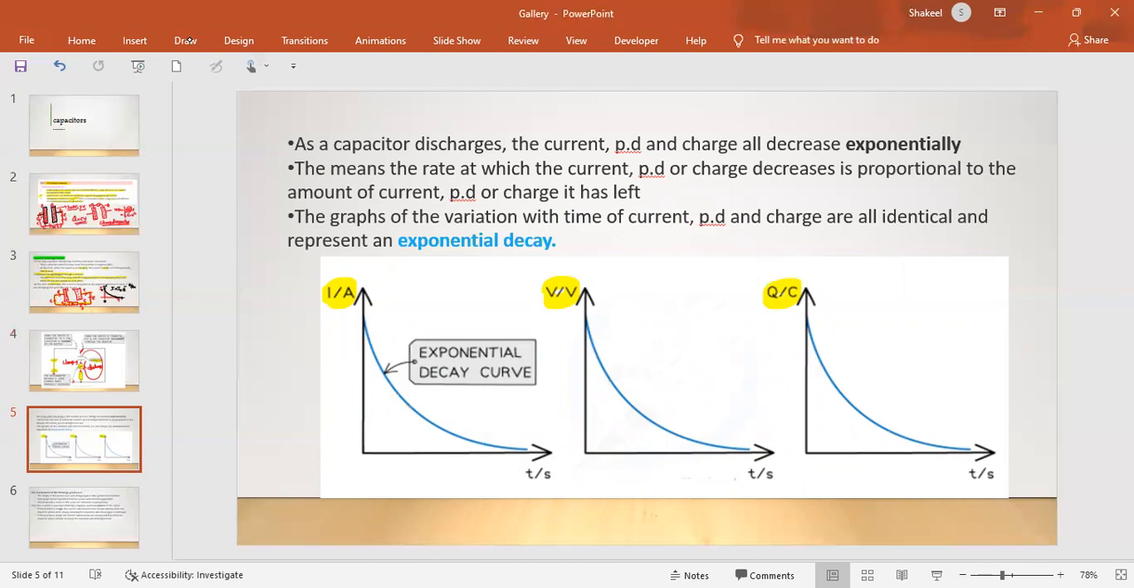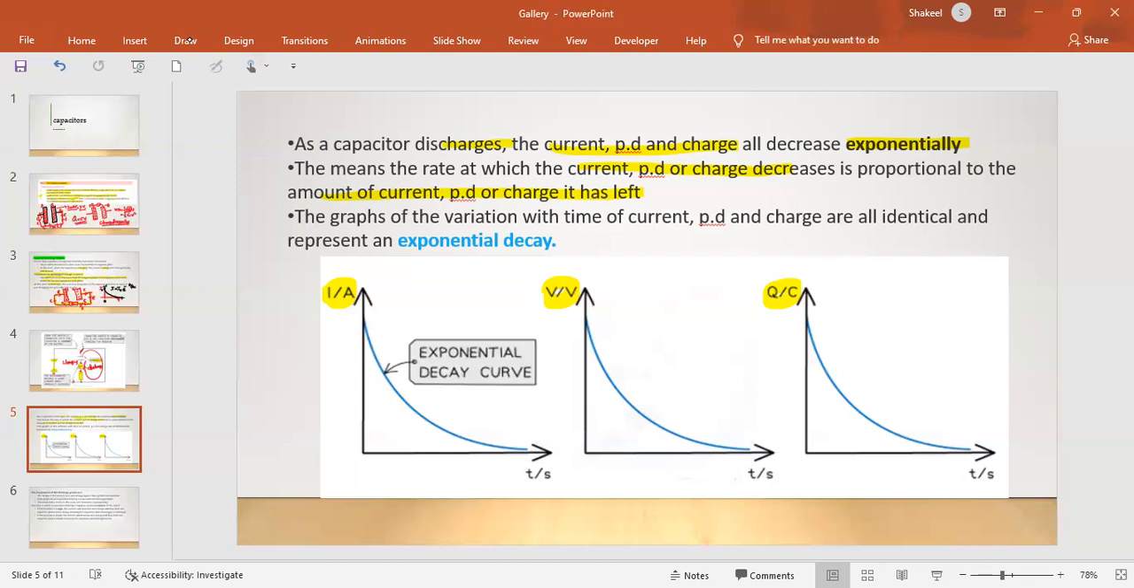Okay, so as the capacitor discharges, the current, potential difference and charge all decrease exponentially. This means that the rate at which current, potential difference or charge decreases is proportional to the amount of current, potential difference or charge that is left. So this is really important: the charge coming out, the current flowing, depends on how much is left behind. Because if more is left behind, it will push more.